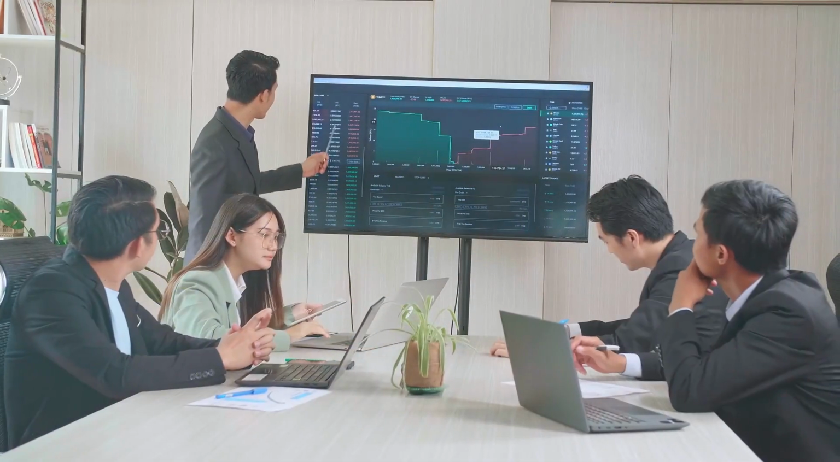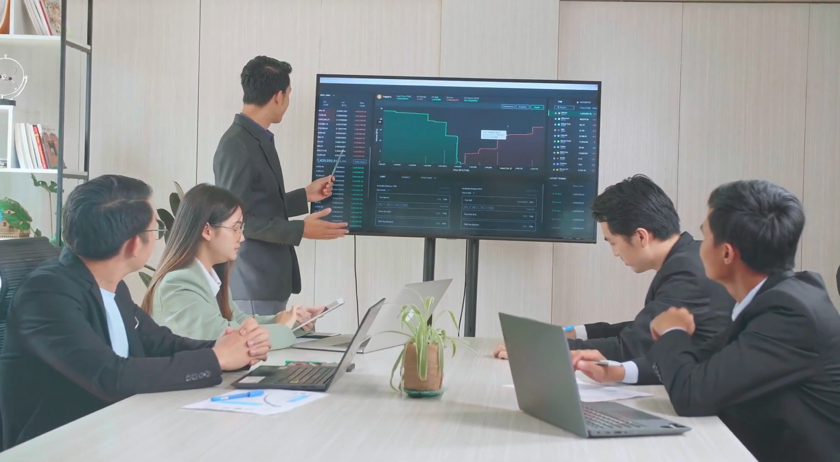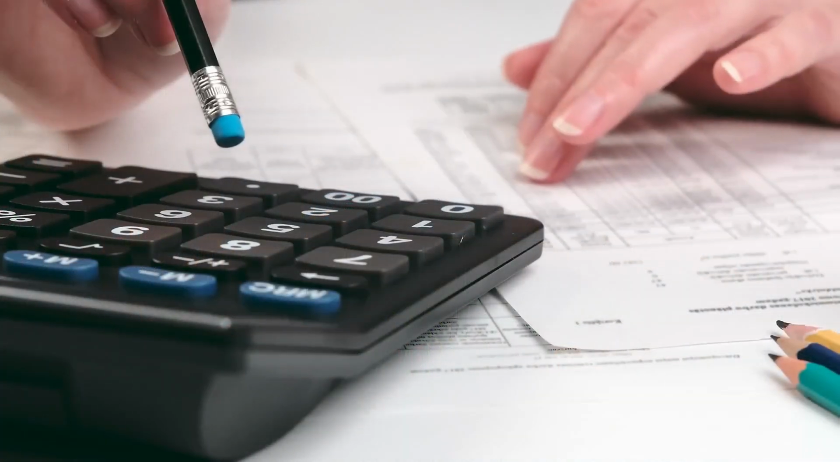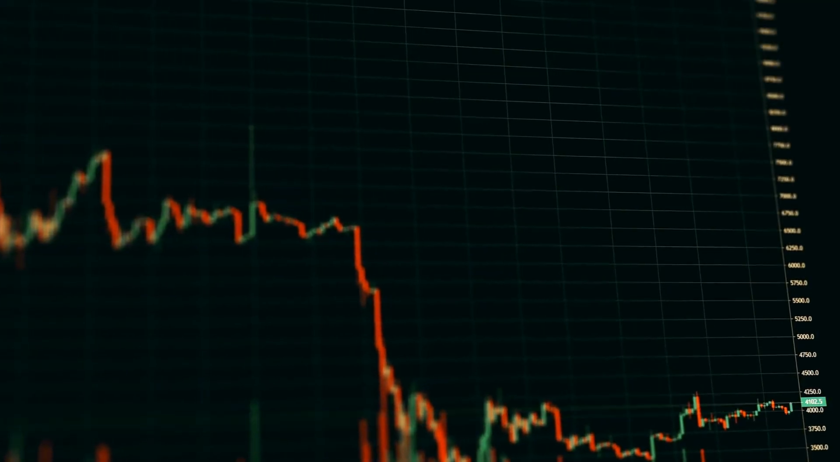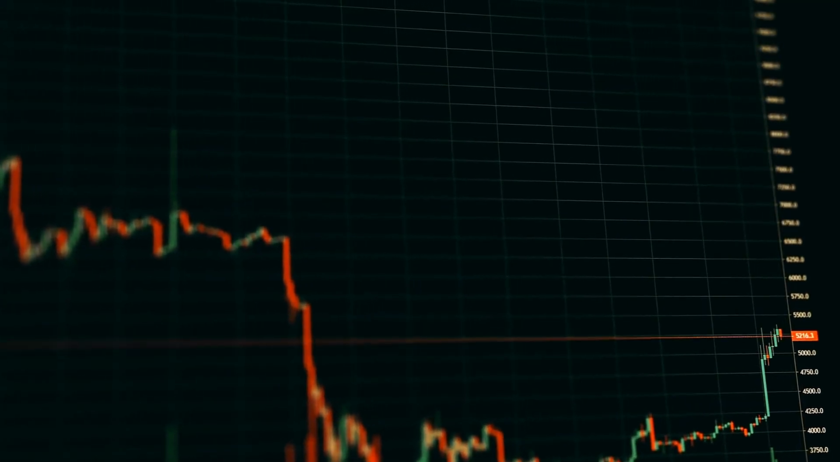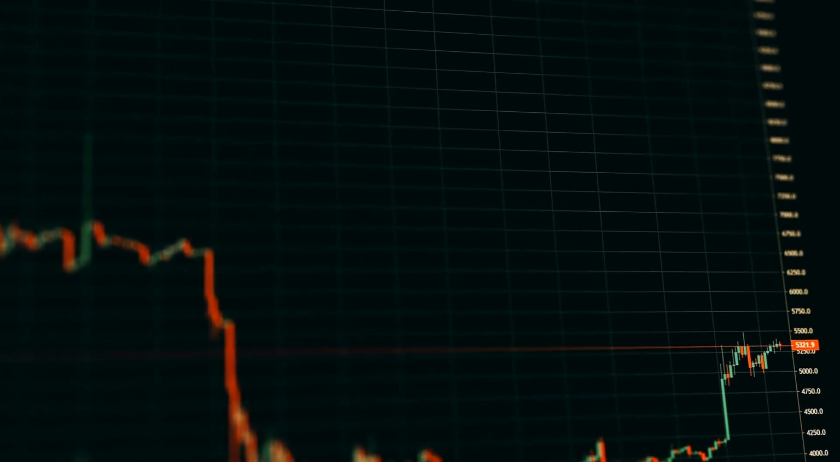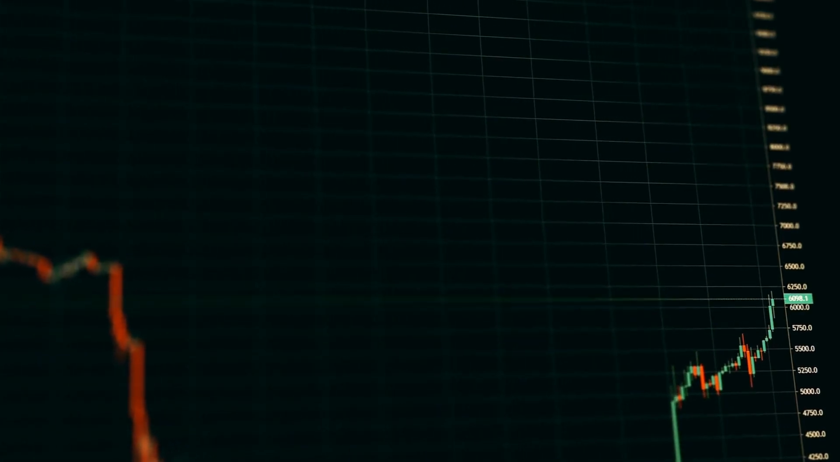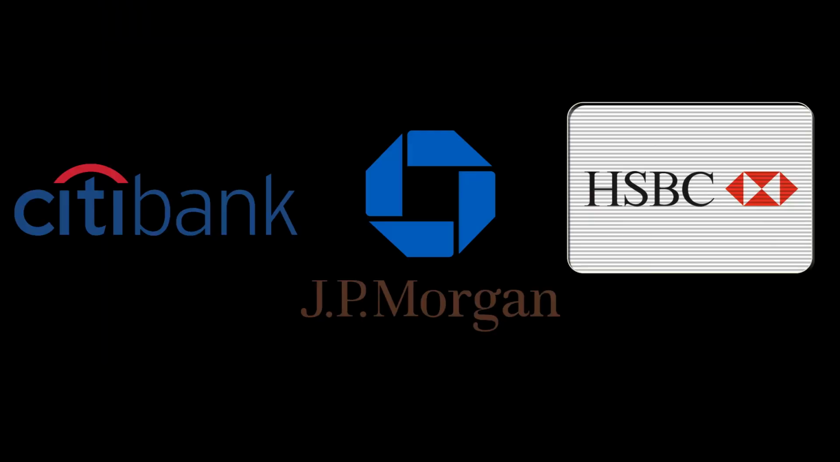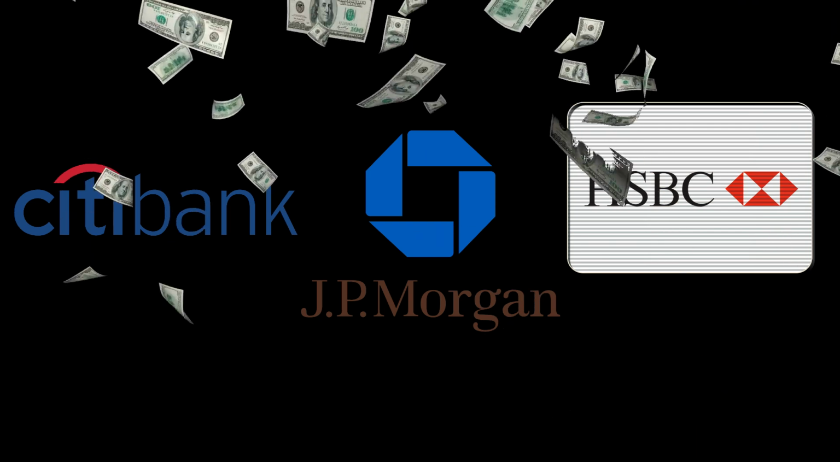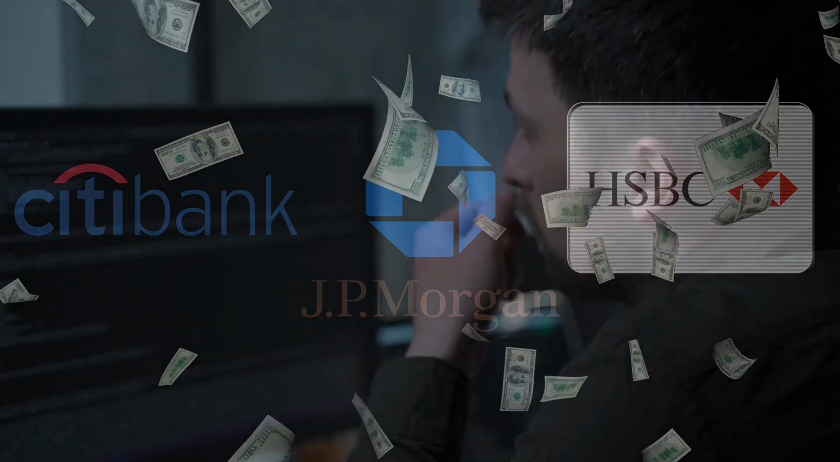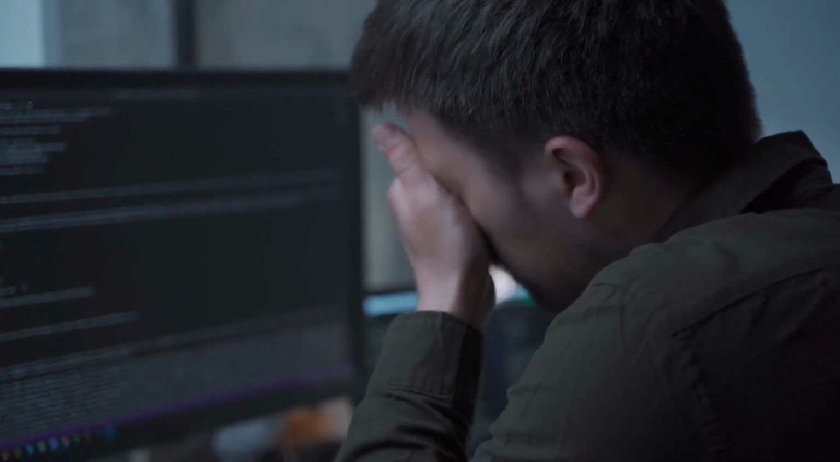Financial institutions were particularly vulnerable. Interest rates, mortgage payments, stock trades, all these relied on precise date calculations. One glitch could disrupt billions of dollars. Companies like Citibank, JP Morgan, and HSBC reportedly spent hundreds of millions of dollars updating their systems. The stakes couldn't have been higher.